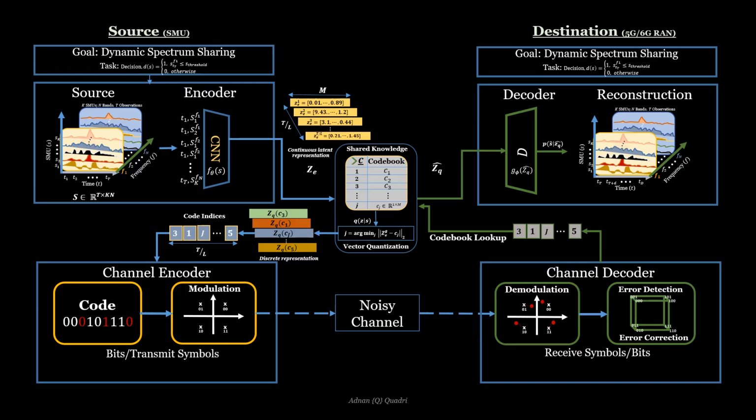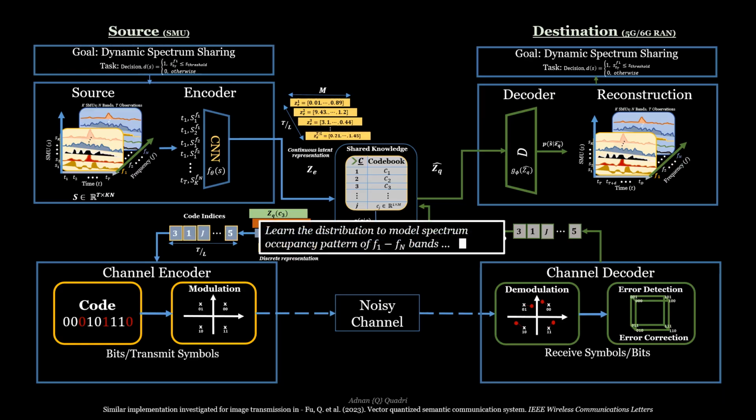Note the reconstructed output can be the spectrum occupancy of the n number of bands for the T observation window, or it can forecast spectrum usage for T plus D observation window, where D denotes minutes, days, or months. The semantic decoder G with learnable parameters phi can consist of several upsampling and convolution layers.